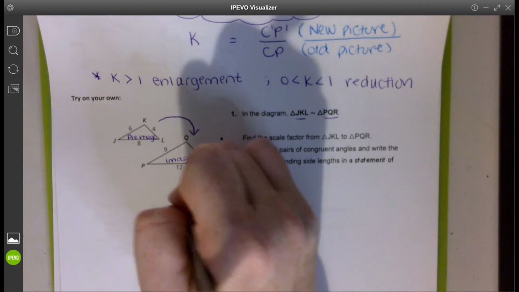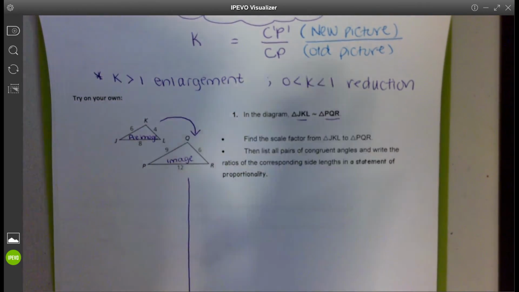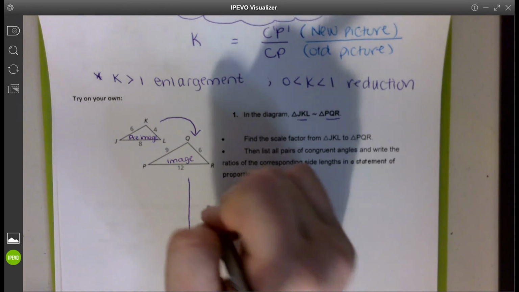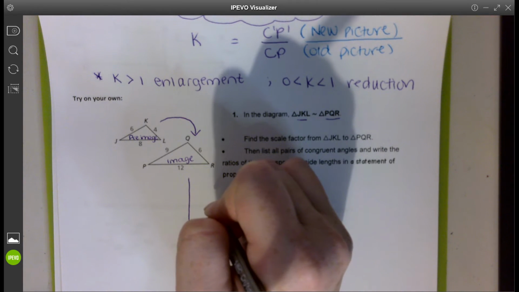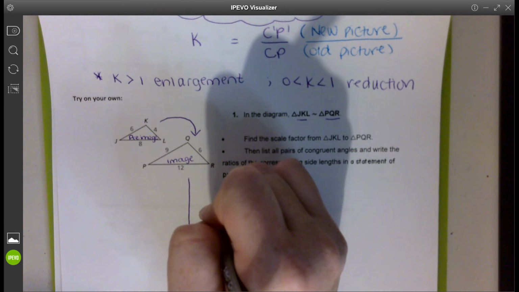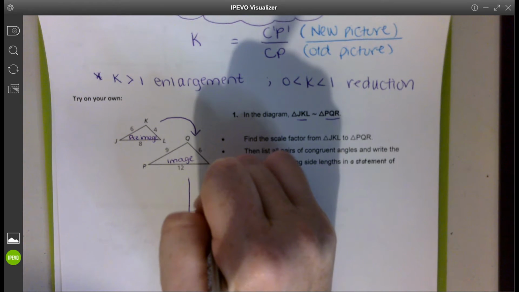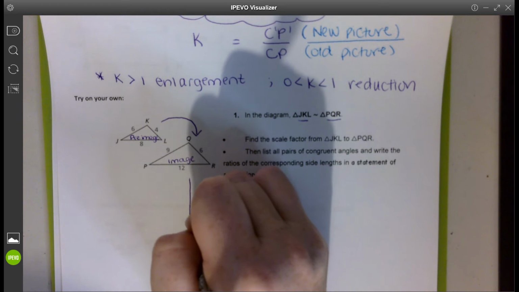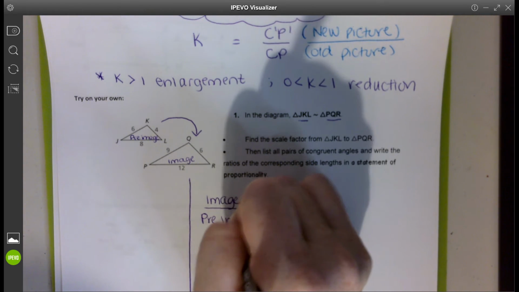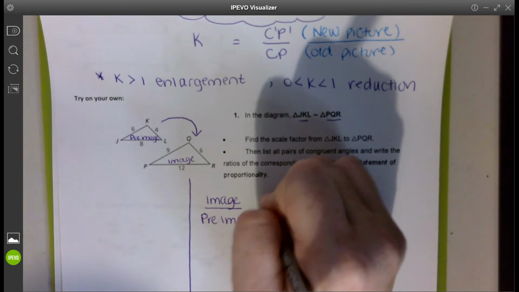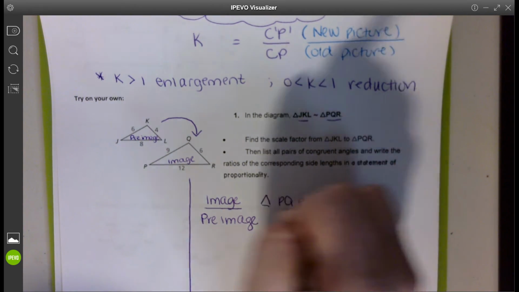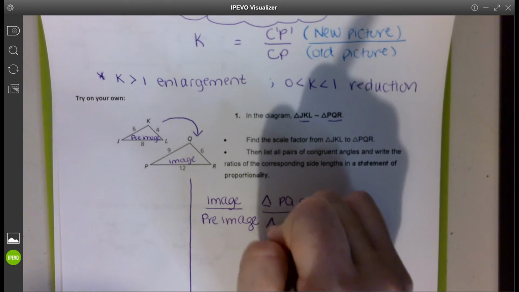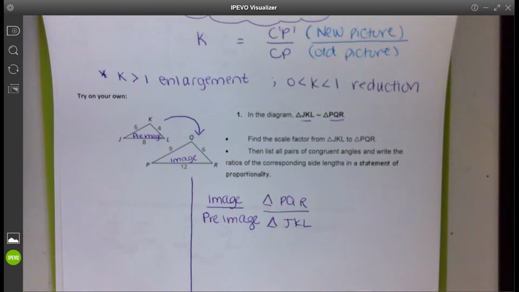I'm splitting my paper in half because there are two parts. So I'm going to do that over here. So to find the scale factor, I need to help myself with the corresponding lengths to do that. All right, so here, remember we want our image over our pre-image. So that's going to be triangle, again, PQR, we have it labeled on our picture, but I'm doing it again, over JKL. So that means the PQR values are going to be in the numerator, and JKL is going to be in the denominator. Very important.